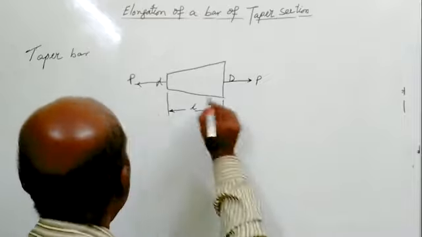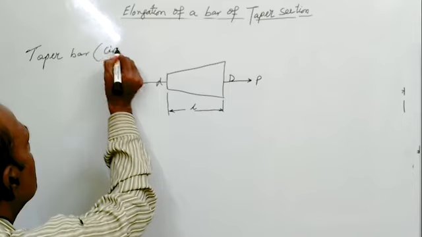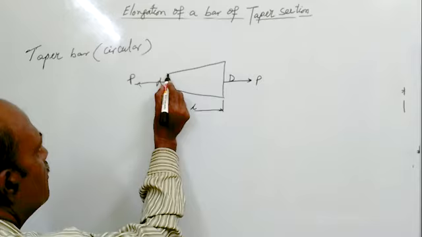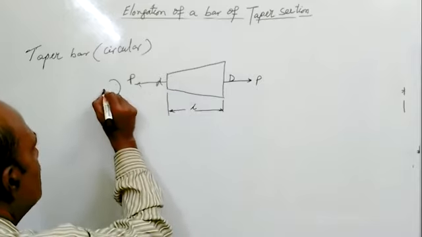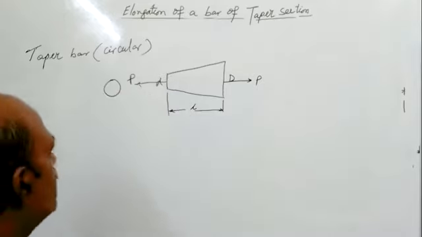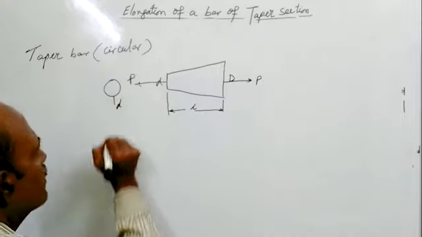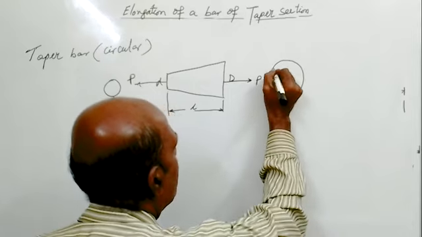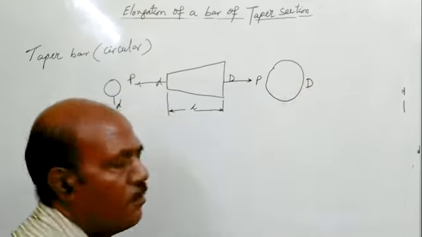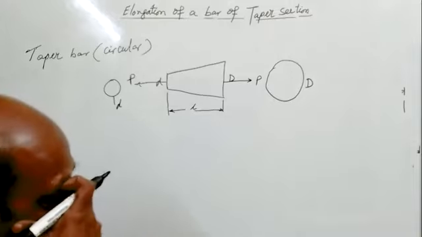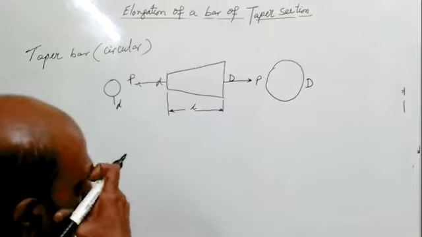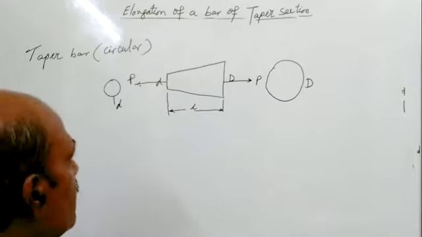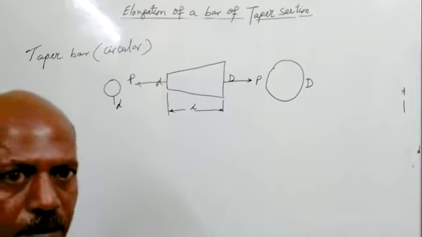Now, this is a circular taper. What is meant by this circular taper? If we see the side view, this is a circle of diameter small d, and on this side, this is a circle of diameter capital D. Now the bar is varying its diameter from small d to capital D under load P. The length of the bar is L.